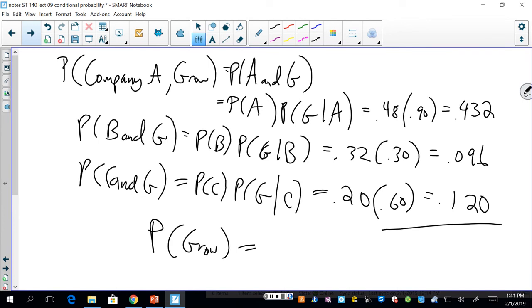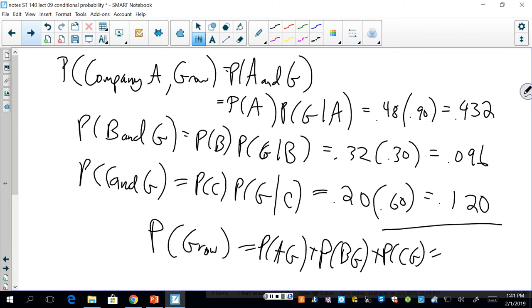Probability that A and growing, plus B and growing, plus C and growing. You add those together, and you get about 64.8%, about 65% of the seeds that get planted work. So that's about 2/3. Not bad, not great.